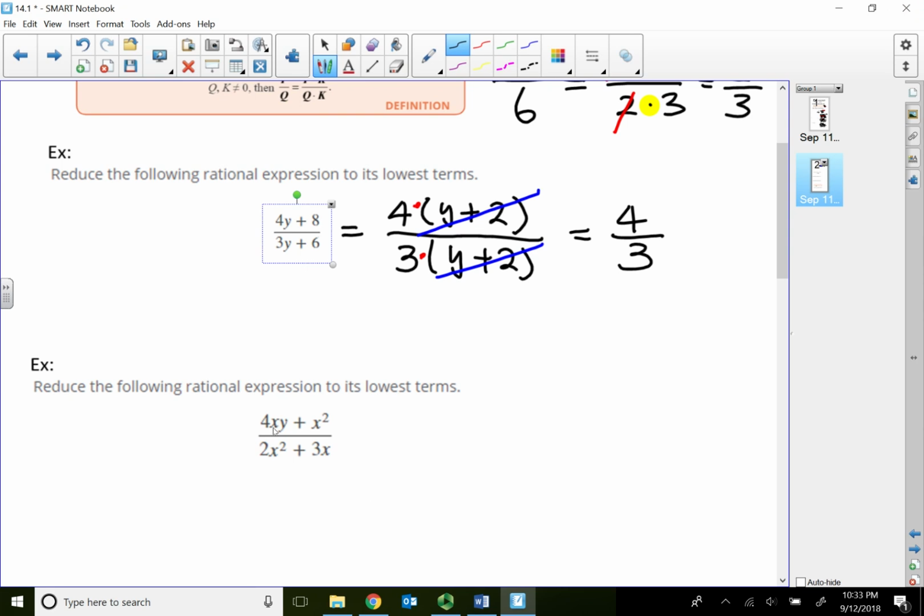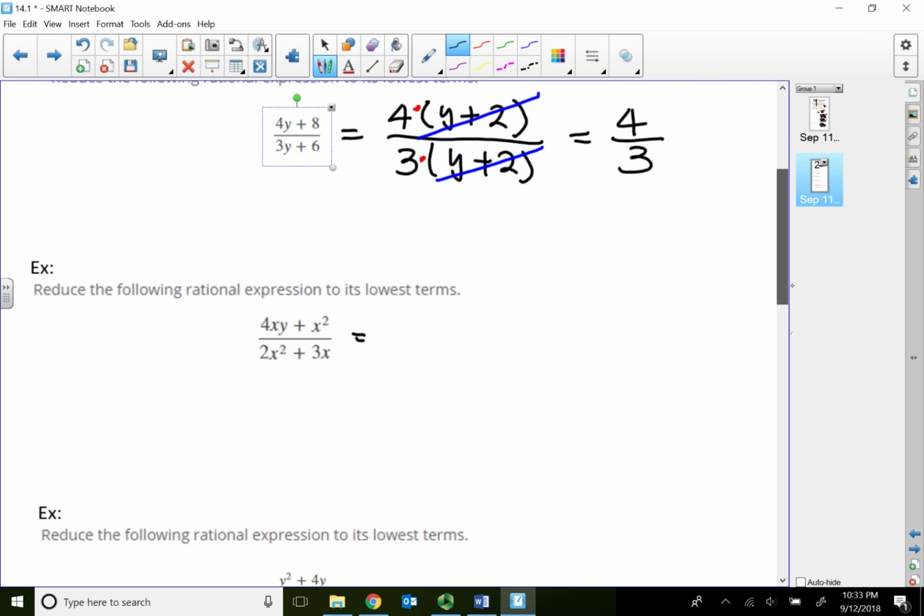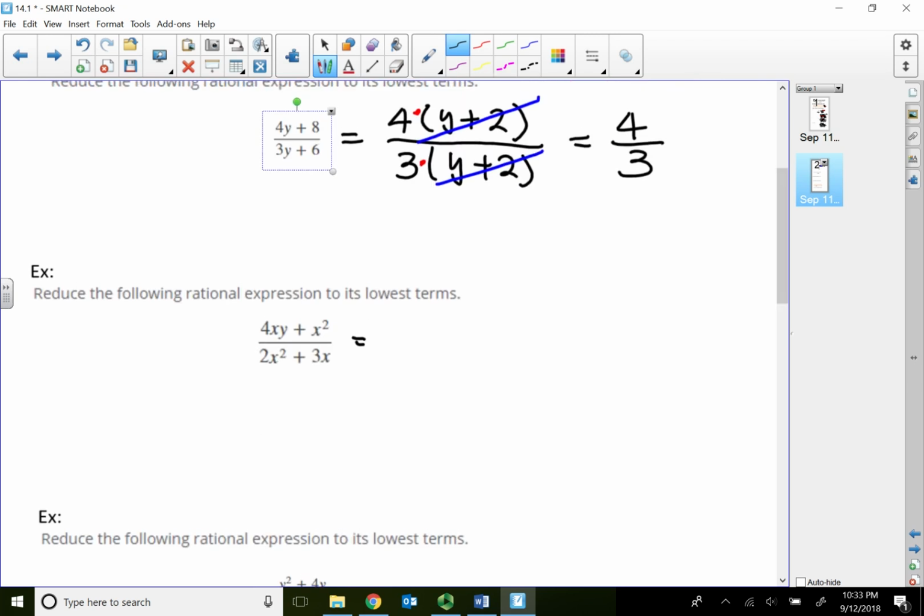All right, for this one, let's see what we can do. The numerator is 2 terms, so let's factor. Basically the general steps are always factor, then reduce. That's generally how we do these problems. On the numerator, I believe I can factor out an x. Once I factor out x, what I should have in the parentheses is 4y plus x. All right, denominator. Between these two terms, I can factor out another x. So what I should have in the parentheses is 2x plus 3.